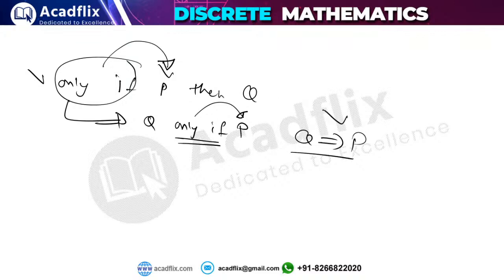You will get, because only if goes in the forward direction, P implies Q. So I told you this English word if is equivalent to the English word when. This word is equivalent to this English word whenever. These three English words are equivalent. Okay.